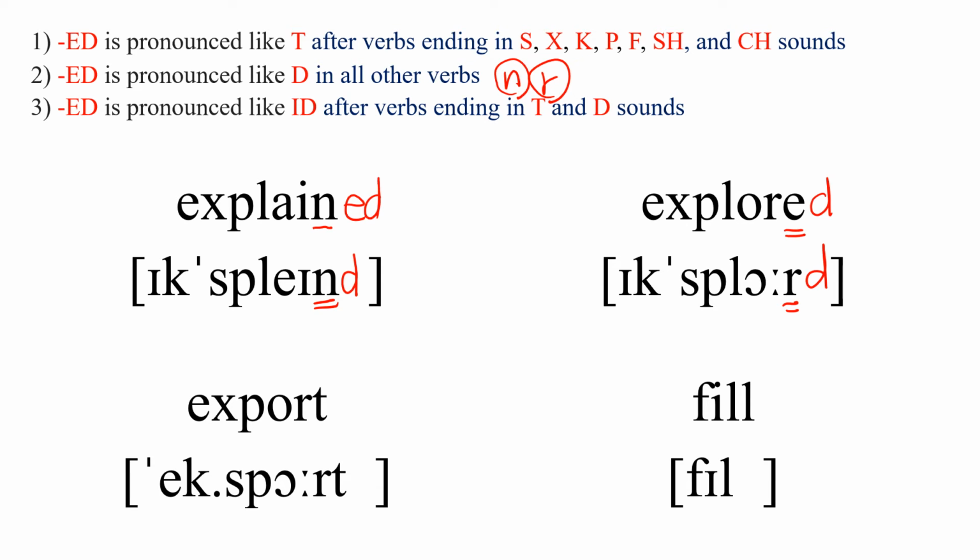Next one, export, accent on the first syllable. This is a consonant, we put ED, and this is a T ending, so we put it and read exported. Next one, fill. It's a consonant, so we put ED to make the past tense, and L is voiced, so we just put D here, and we read filled.